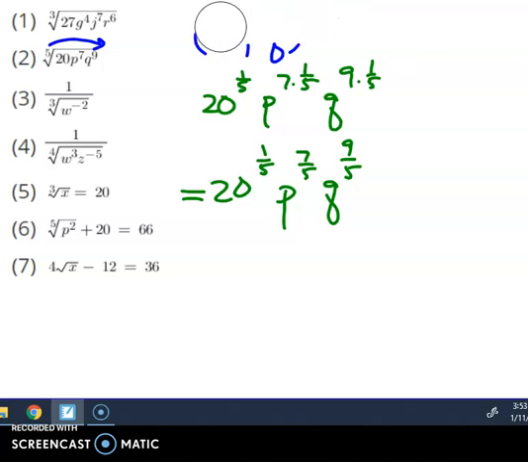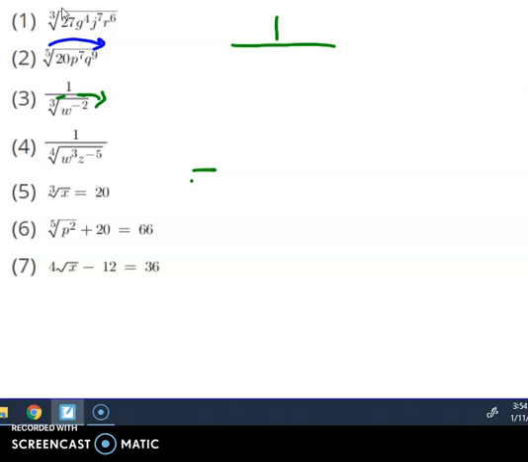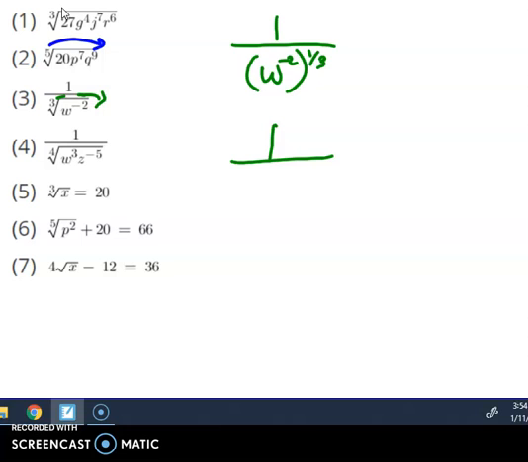Problem 3 and 4, I've done something a little different, so the steps don't change. We're going to pull that 3 out to the right, which makes it 1 over w to the negative 2, raised to the 1/3, because the cubic root is an exponent of 1/3. So we're going to multiply the exponents, 2 times 1/3, which gives me w to the negative 2/3.